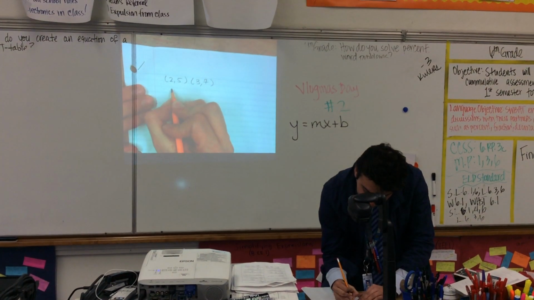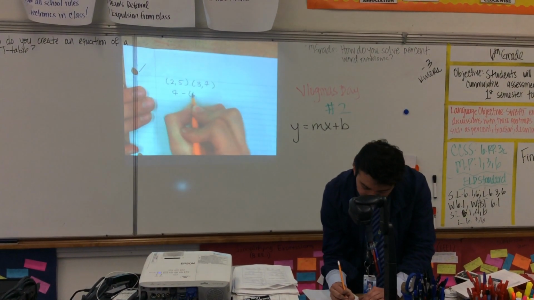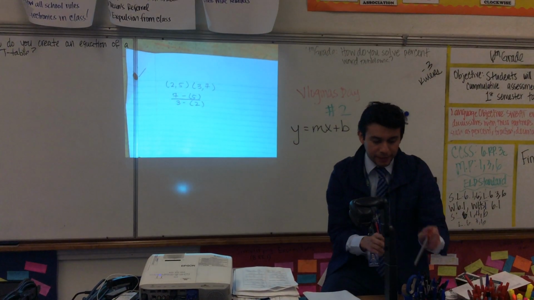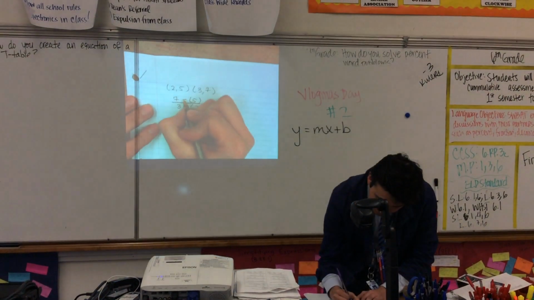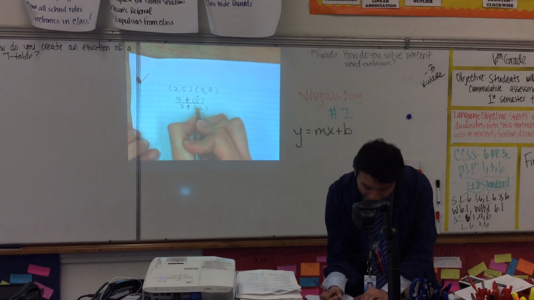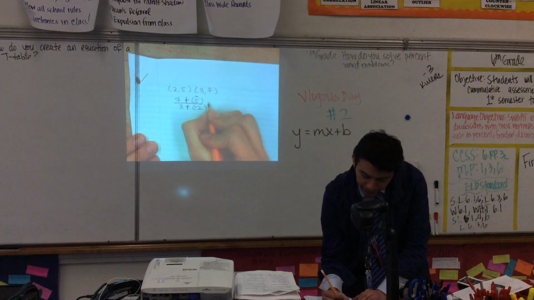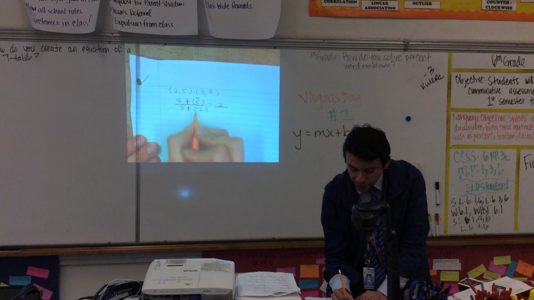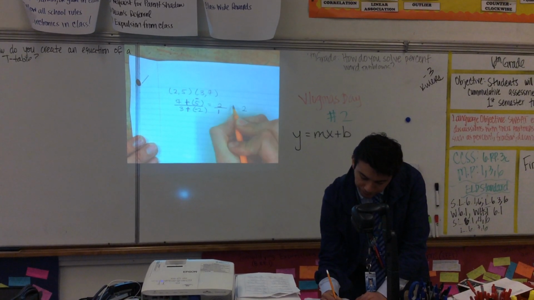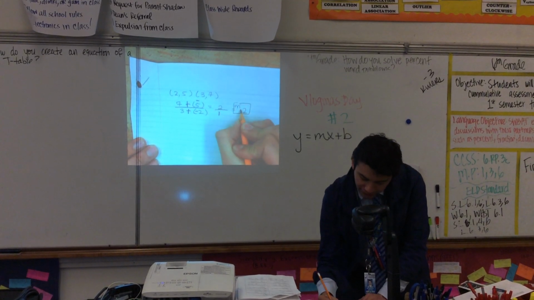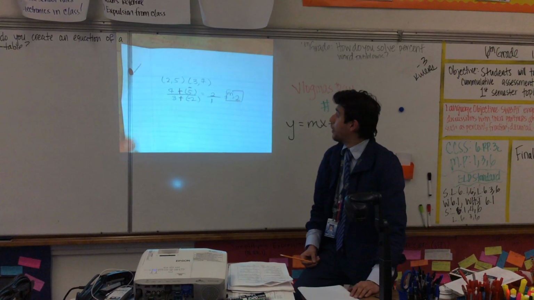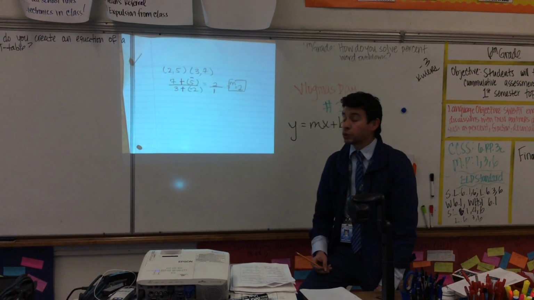Oh, yes. 7. Same change. Plus, negative, different sign subtract, 3 plus different sign subtract, 2 over 1 is just 2. That is my slope. Enjoy your Christmas jams? That's the best one. Okay? That's your slope. M equals 2.